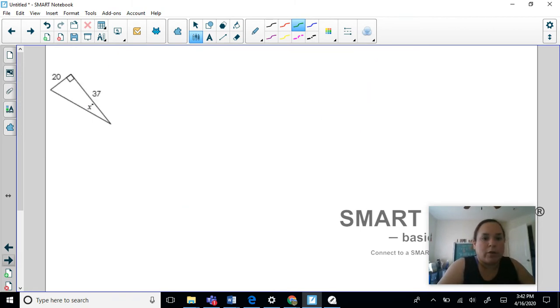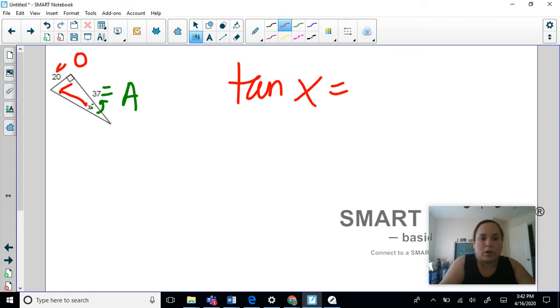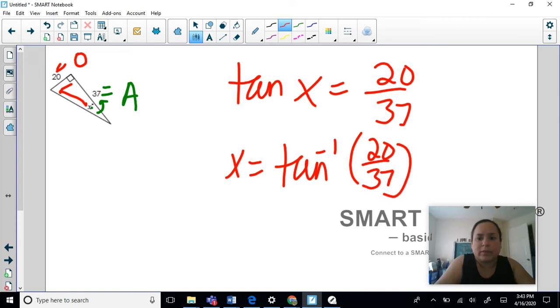All right, so let's try one more time. And let's see, the 37 is next to the x, and it's not across from the 90, so this is the adjacent. And then across from x is 20, so 20 represents our opposite. So remember, anytime that we have opposite over adjacent, we're dealing with tangents, so we're going to have tangent of x equals 20 over 37. And then to isolate the x to get the value of the angle, we're going to set up x equals tan inverse of 20 over 37.